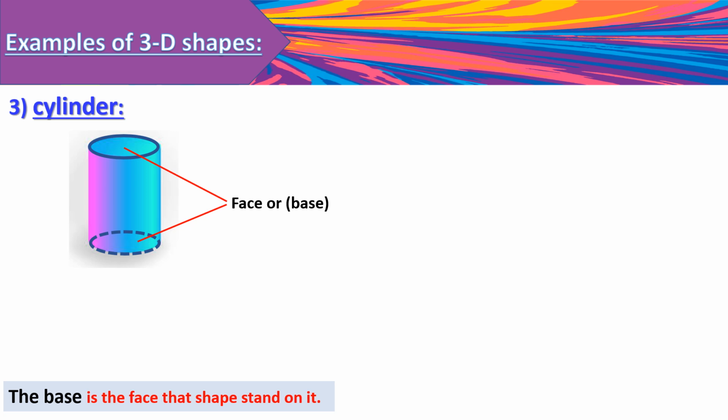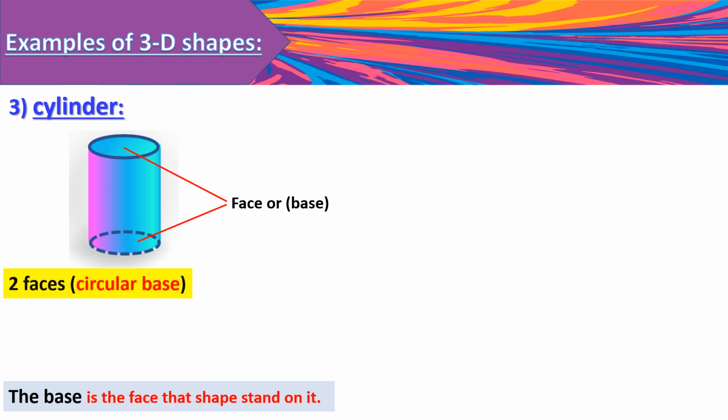Do we have any vertices here? Any corners? No, we don't have any corners here. Do we have any edges here? No, we said that an edge is the line where faces meet. Do we have any faces that can meet here? No, they are two apart faces. They are far from each other.